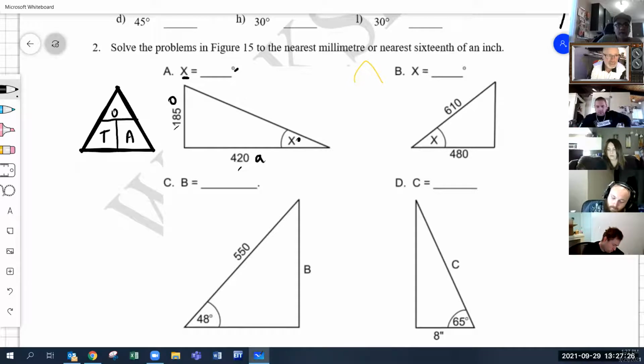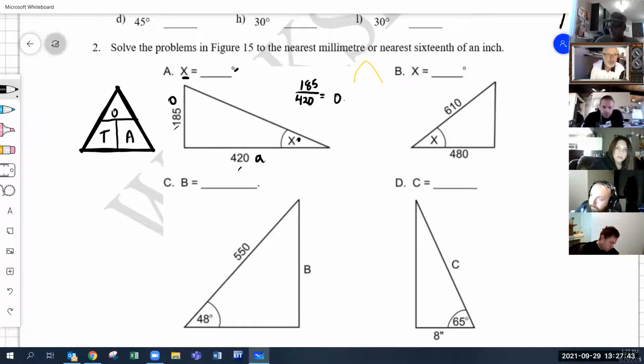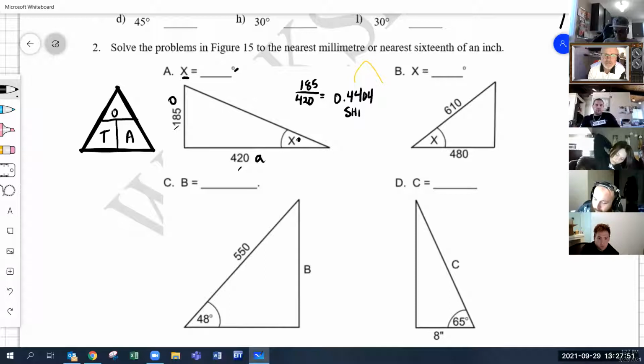So now it says I have the O over A, so that's going to be 185 divided by 420. Let me just type that in. And that comes out to 0.4404. And that's a ratio of the angle. Now I have to go Shift and hit the tangent button.